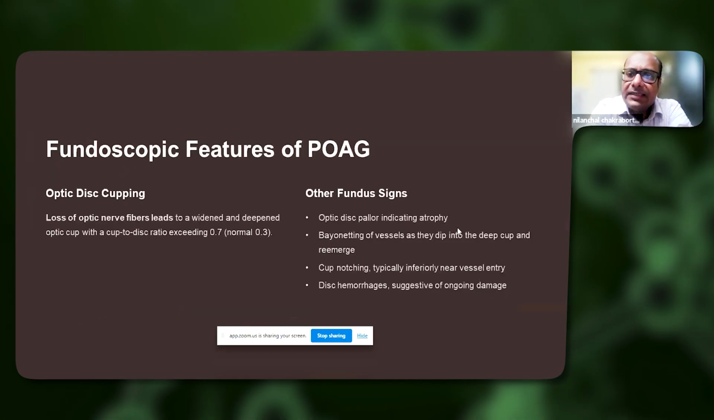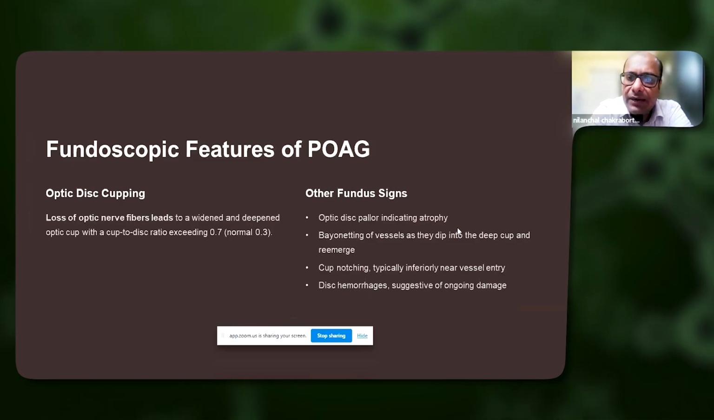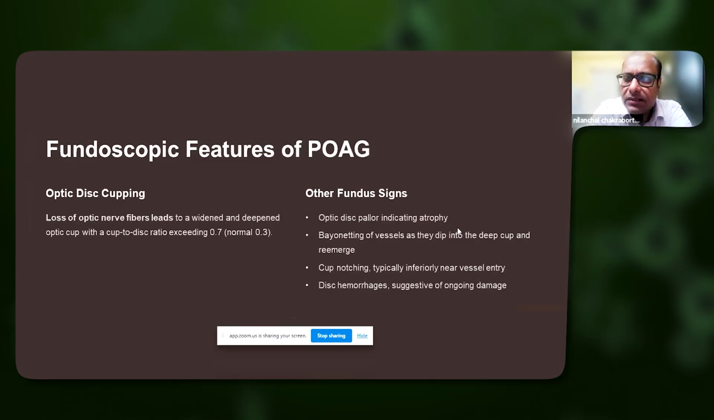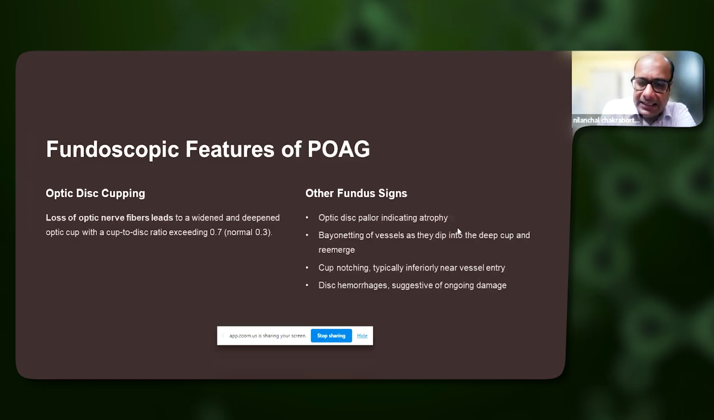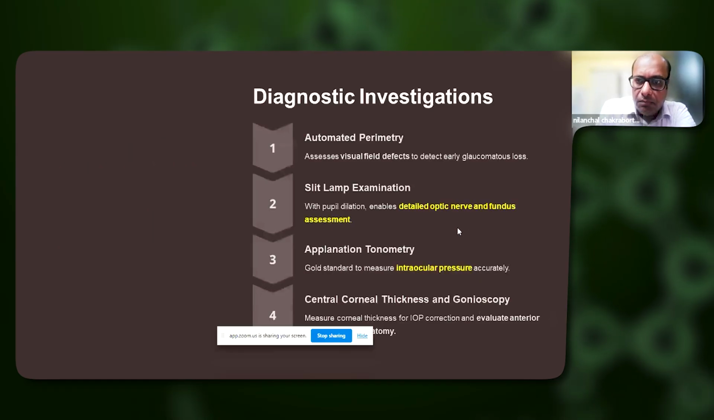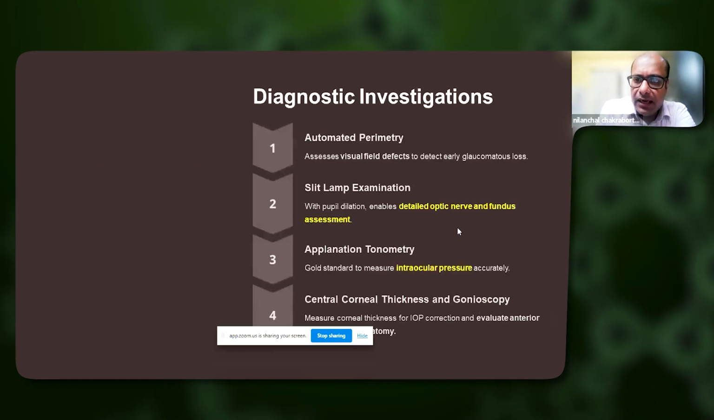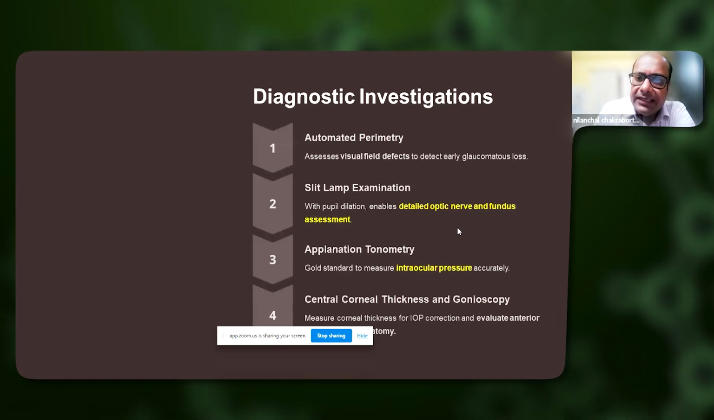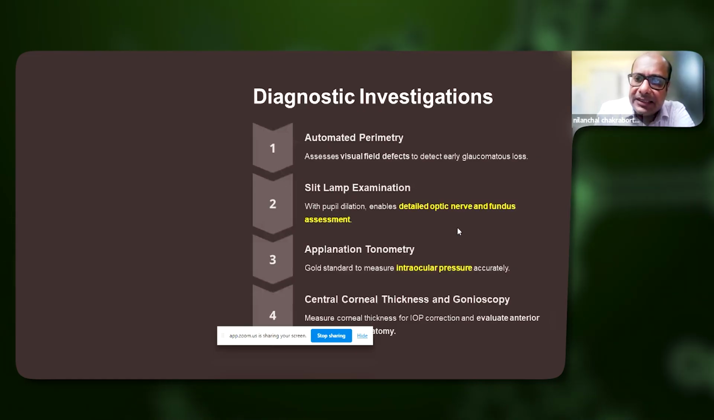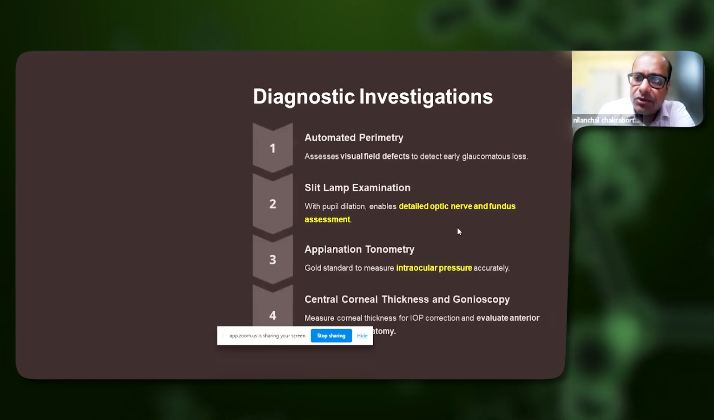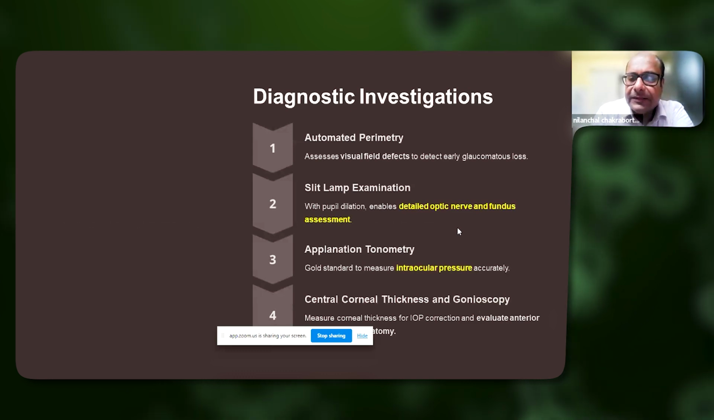Other fundus findings are notching and bayoneting of the blood vessels because the optic cup is increasing in size. But mostly it can be diagnosed with the measurement of the intraocular pressure and slit lamp examinations with detailed examination of the optic nerve and fundus assessment.